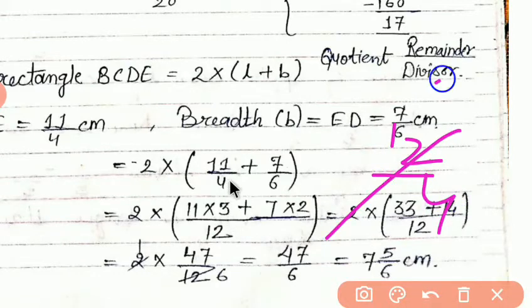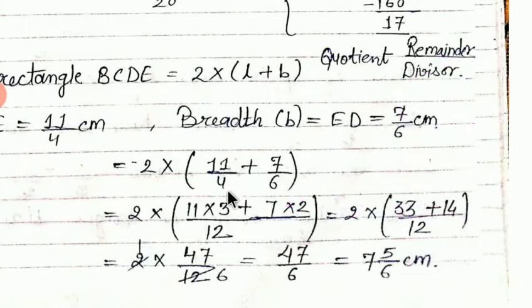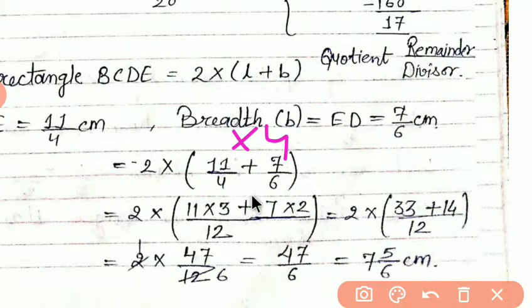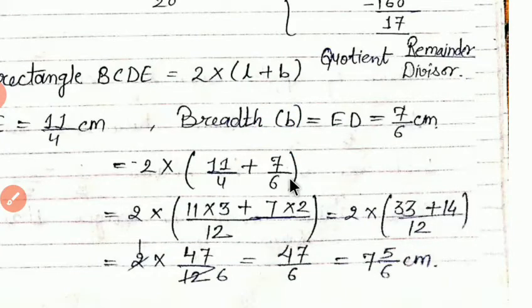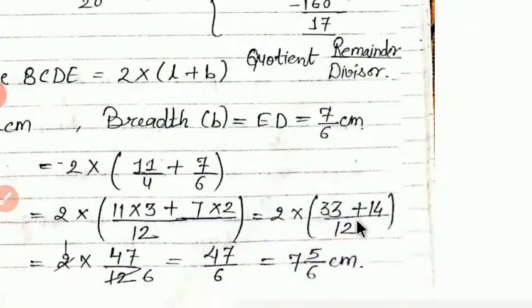It means you have to multiply 4 by 3 to get the answer 12. If you multiply 4 by 3, then the numerator also you have to multiply by 3. Plus in 6 we will multiply by 2 to get 12, so in 7 also we multiply by 2. So 11 times 3 is 33 plus 7 times 2 is 14, upon 12.